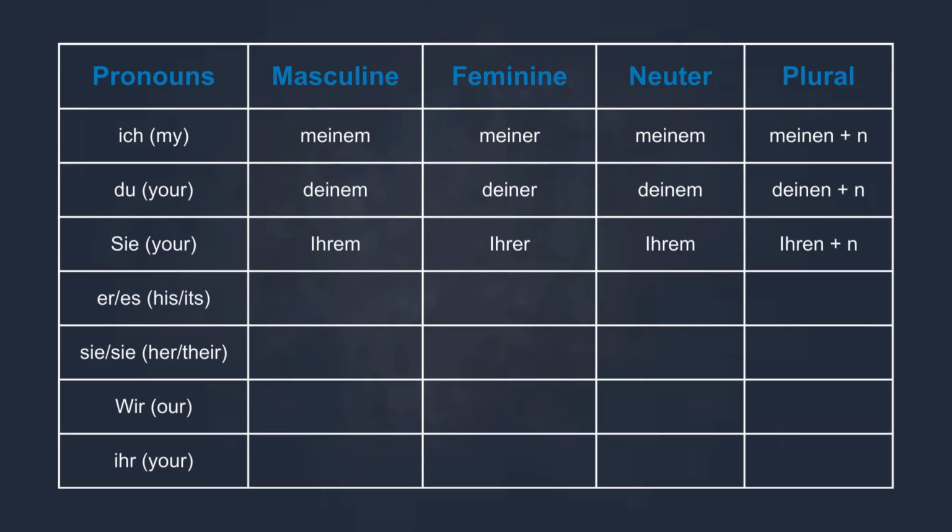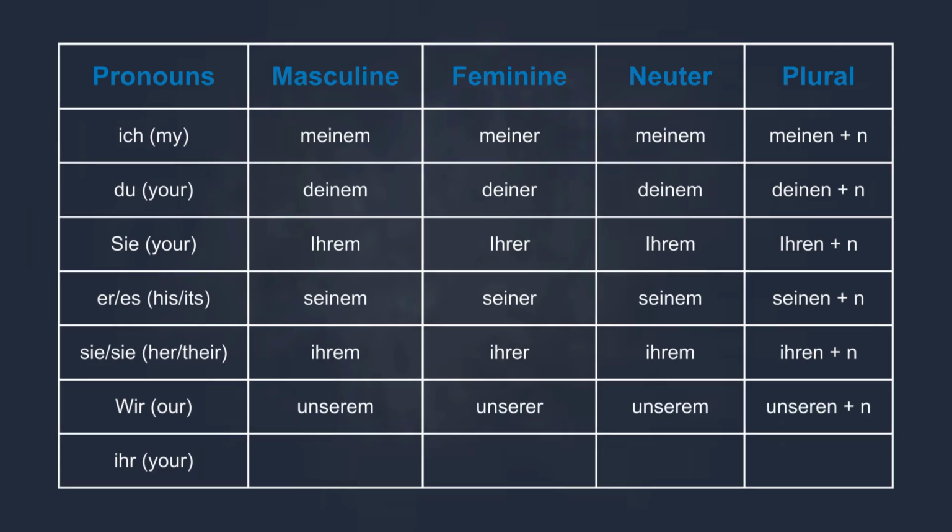Sie, formal you, becomes your. Note, this is always capitalized. Ihrem, ihre, ihrem, ihren, plus n. Er, es, he, it, becomes his, its. Seinem, seiner, seinem, seinen, plus n. Sie, she, and sie, they, becomes her, their. Ihrem, ihre, ihrem, ihren, plus n.